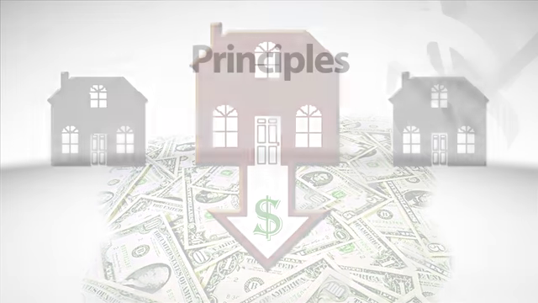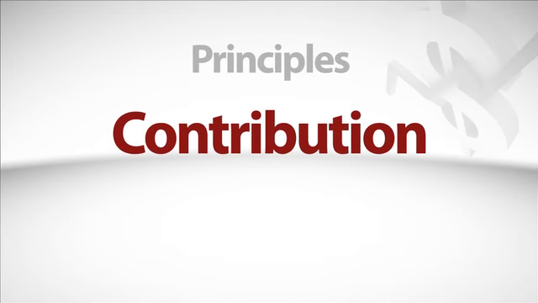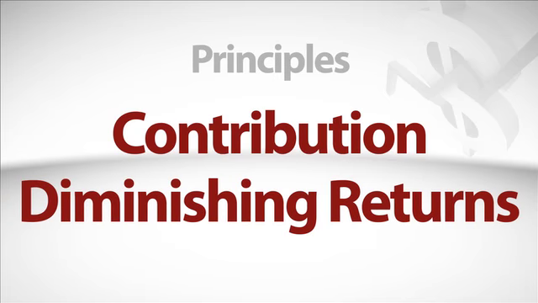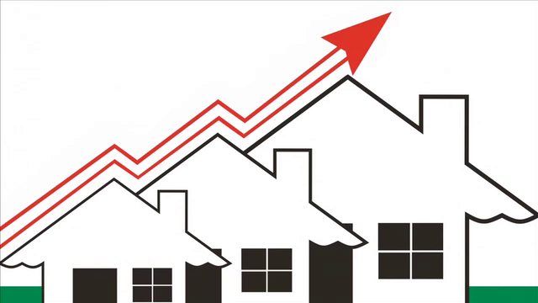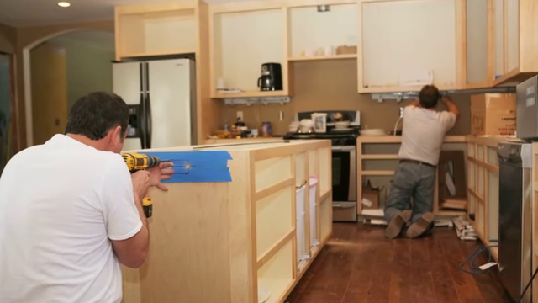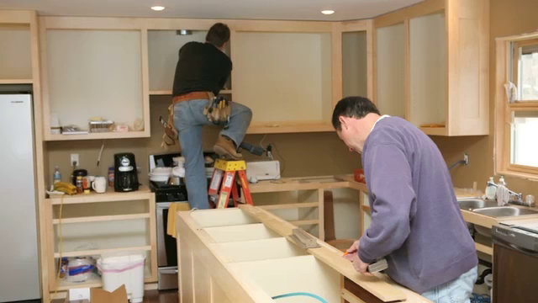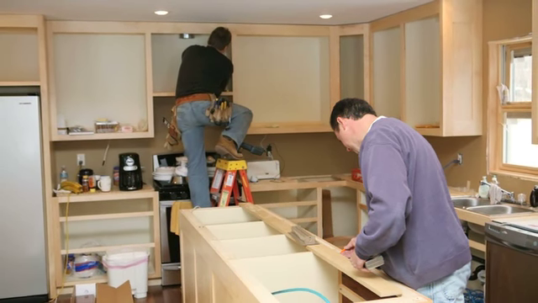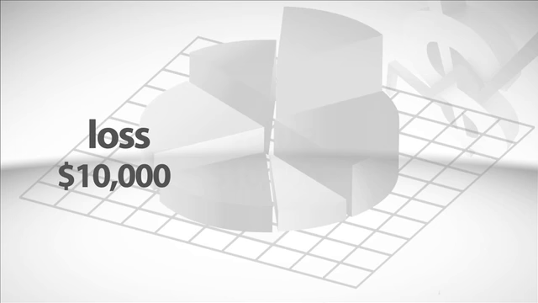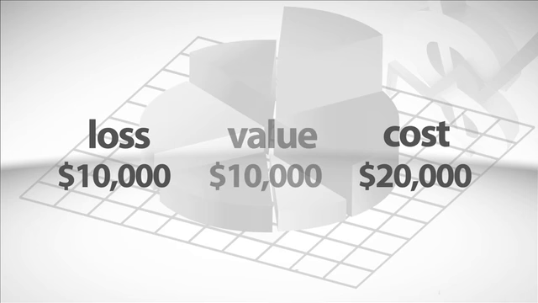This brings us to the principles of contribution and diminishing returns. If you add an improvement to a property, it needs to add more than the improvement costs to increase your return on investment. A $20,000 kitchen remodel that only adds $10,000 in total value to what the property would sell for causes an actual loss of $10,000. You spent $20,000 and it only contributed $10,000 to the value.